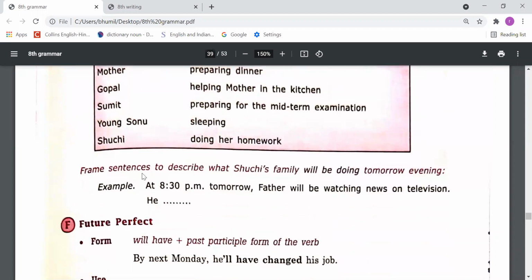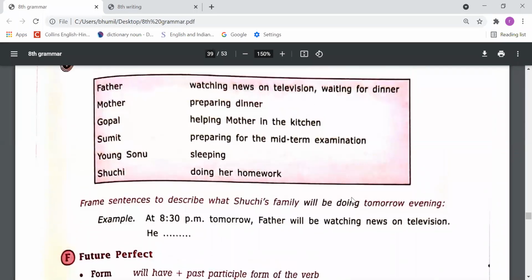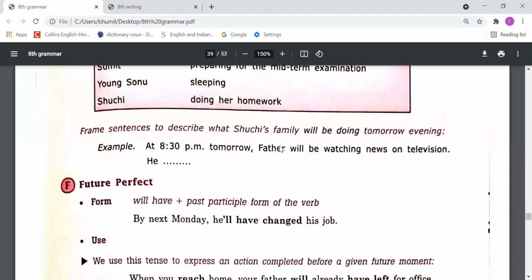Frame sentences to describe what Suchi's family will be doing tomorrow. So what will the family be doing tomorrow? We need to mention it here. The example is written here. At 8:30 p.m. tomorrow, father will be watching news on television. So you need to use future continuous tense. Mother will be preparing dinner. Gopal will be helping mother in the kitchen. So in this way you have to do this exercise.